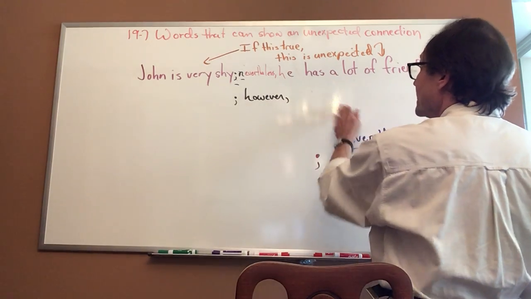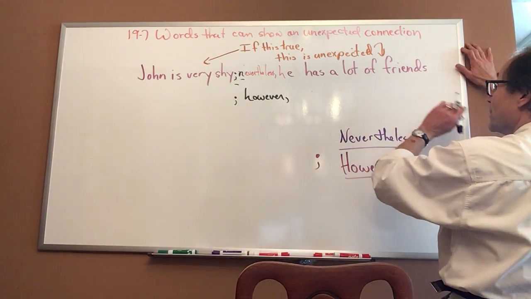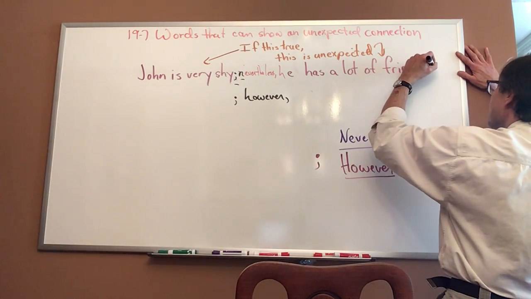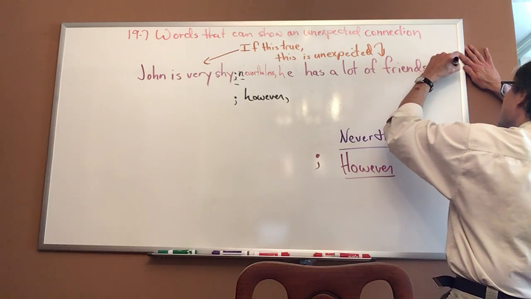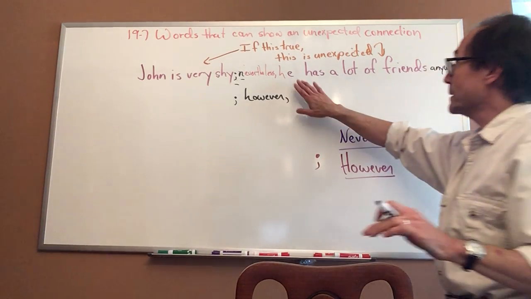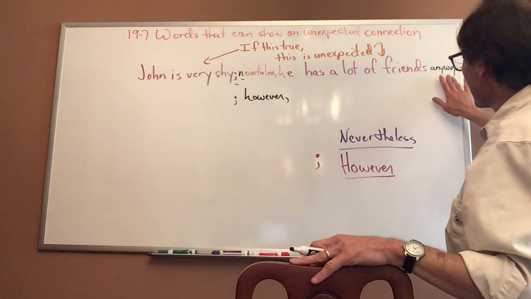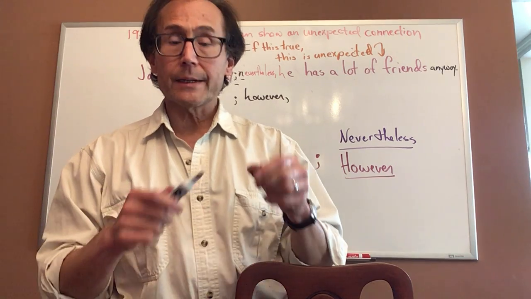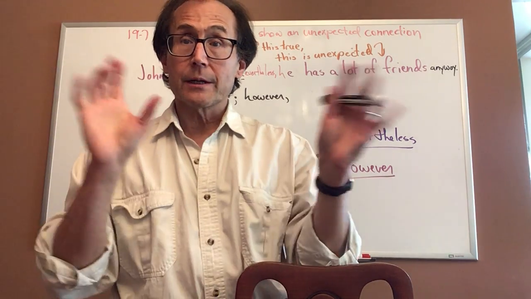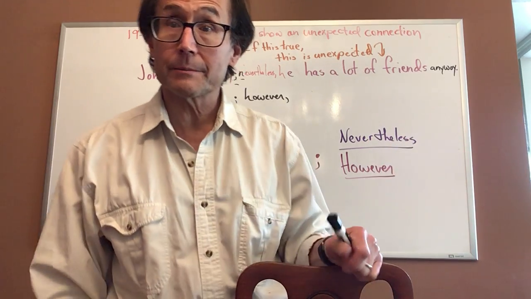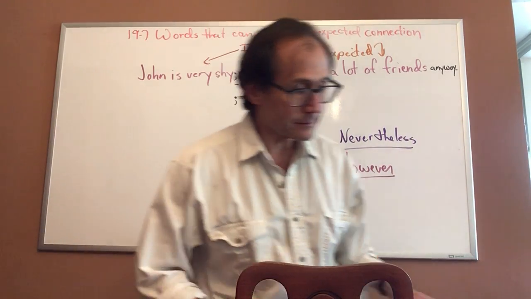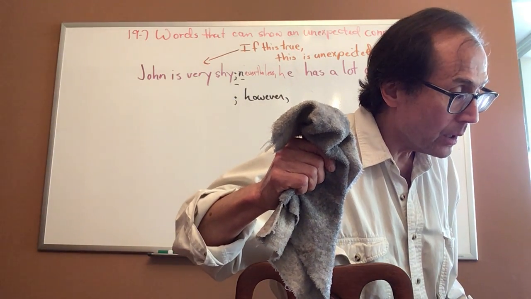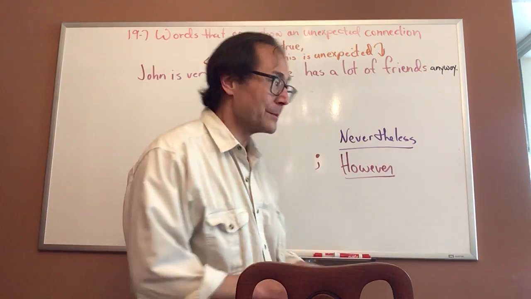I could also say, John is very shy, semicolon, however, comma, he has a lot of friends anyway, period. So I could put still between the subject and the verb, or I could put anyway at the end. And again, those make it clearer that this is unexpected. This connection is one that shows this is unexpected. Okay. Now, one more. Oh, last group of words.